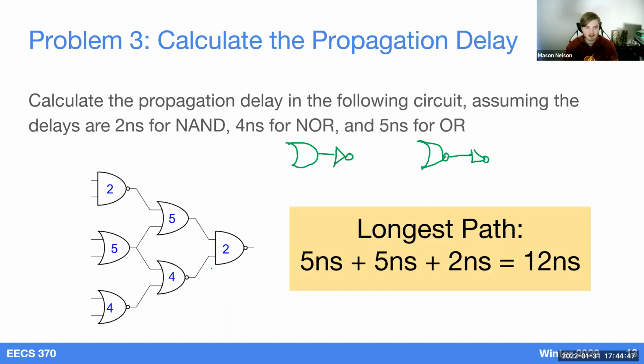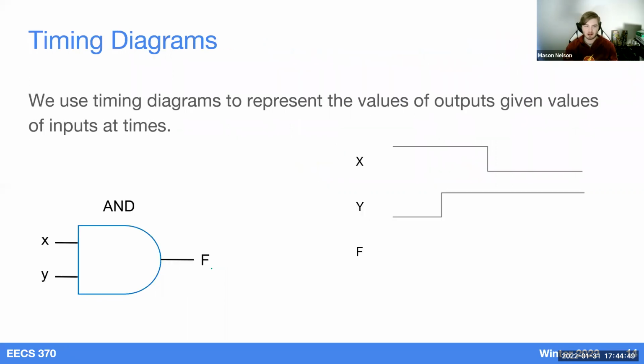All right, so let's take a break from that for a minute and look at this thing called timing diagrams. In this class, we're going to use timing diagrams sort of like graphs, sort of like binary graphs, if you will. We're going to have the inputs and their values at all times, and then we're going to show what the output would be at all those times based on the inputs.